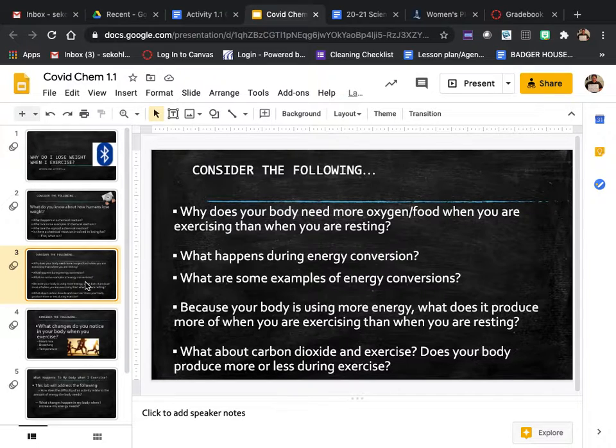Because your body is using more energy, what does it produce more of when you are exercising than when you are resting? And what about carbon dioxide in exercise? Does your body produce more or less during exercise? Pause again to answer.